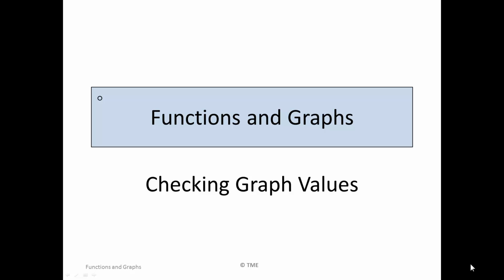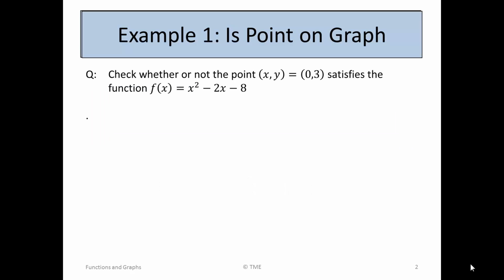Functions and graphs. Checking graph values. Here we check whether a point is on a particular graph. So the question is, check whether or not the point (x, y) = (0, 3) satisfies the function f(x) = x squared minus 2x minus 8. So is the point (0, 3) on this function?